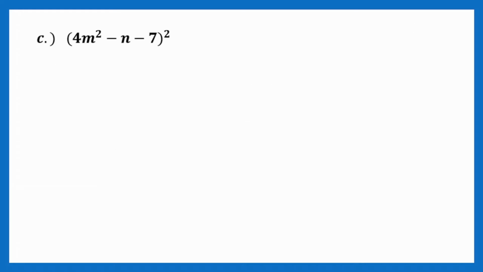4m squared minus n minus 7 squared. So, pattern tayo. So, a plus b plus c squared. Sabayan niyo si sir. A squared plus b squared plus c squared plus 2ab plus 2ac plus 2bc. Okay, so dapat sa ulo niyo yan. Next, bring down. 4m squared minus n minus 7 squared. Tapos, identify mo lang yung ABC.